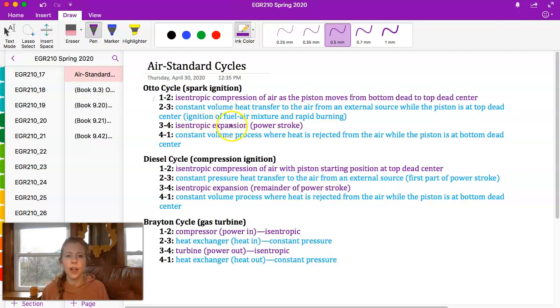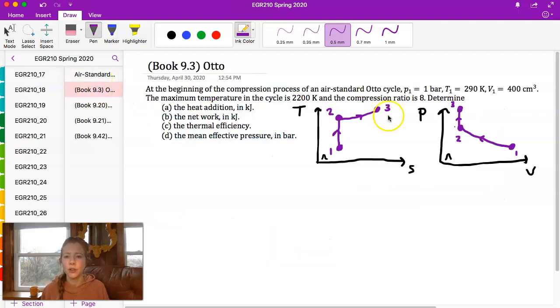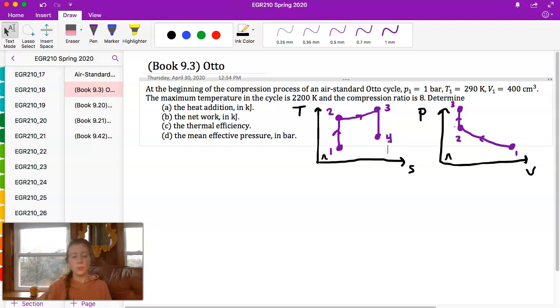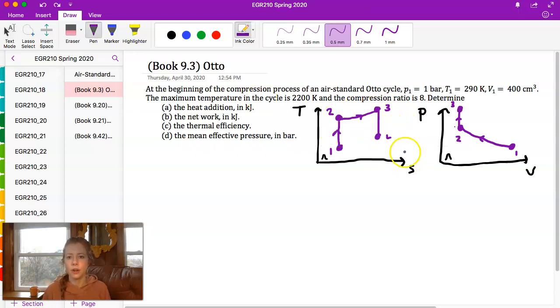All right. And then next, 3 to 4, we have isentropic expansion. So for isentropic expansion, we're going to once again have constant entropy, and we're expanding, so we're going to be cooling. Okay, so that's 3 to 4. And so over here, we're going to get a drop in pressure with cooling, and we're going to be expanding our volume. Okay, so this is 4.